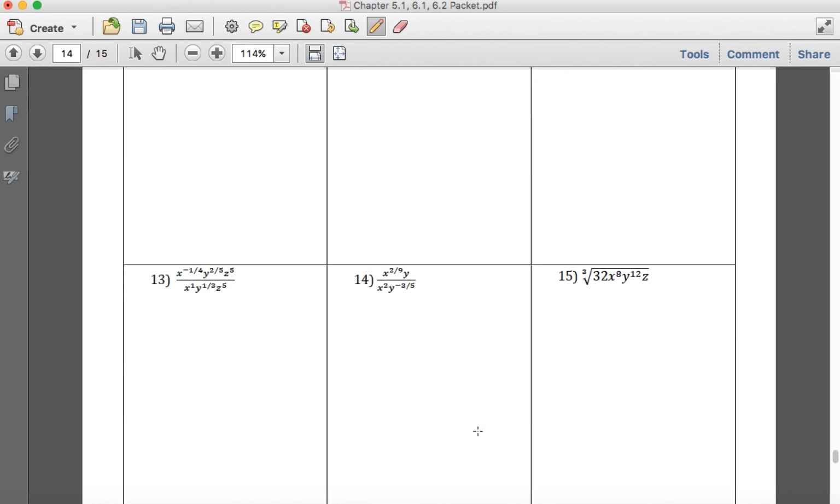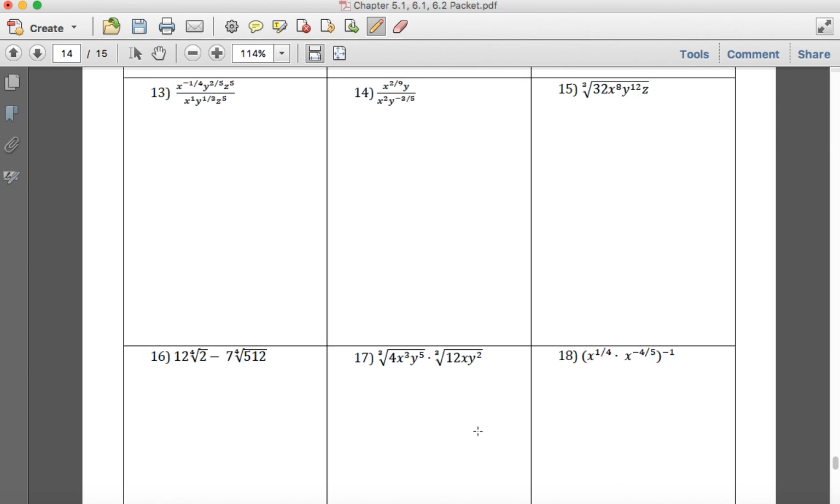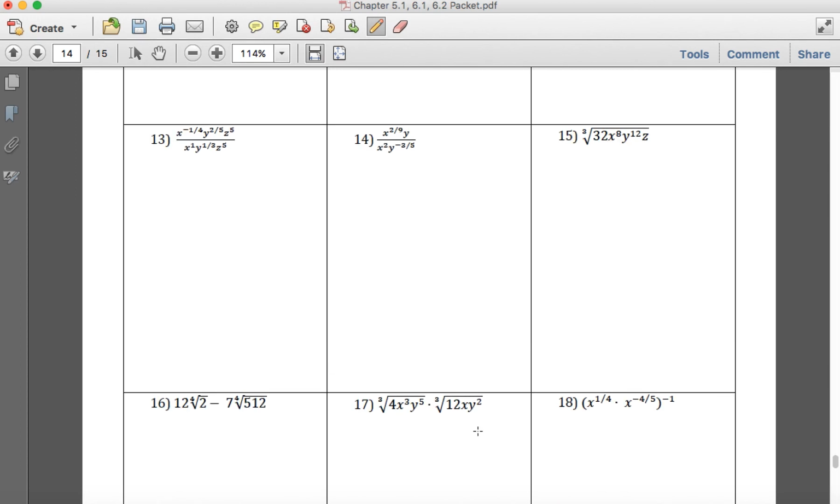All right, let's jump down. Do 2 more problems. Let's try number 15. Any perfect cubes in 32? 8 times 4, x to the 8th, y to the 12th, z. I don't want to write it out like I did on the previous problems. Cube root of 8 is 2. Cube root of 4, can't do.